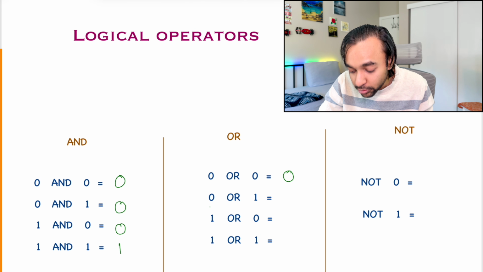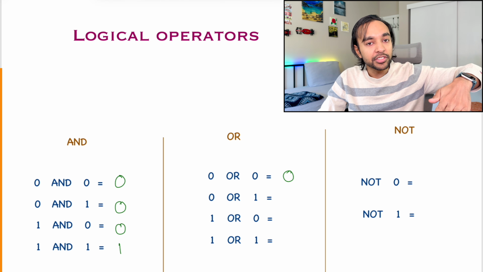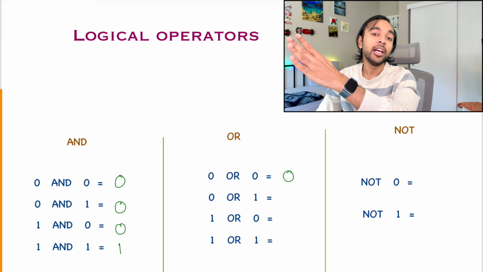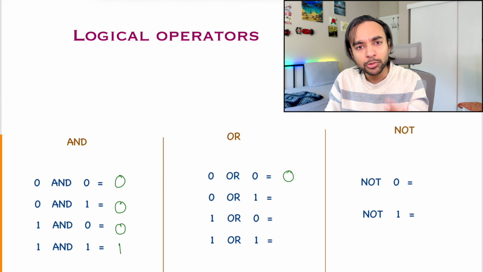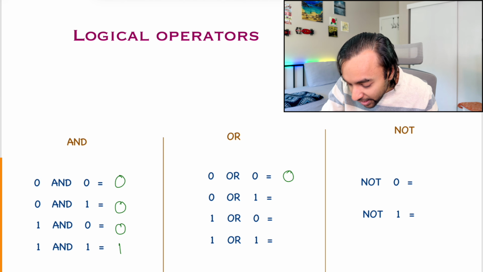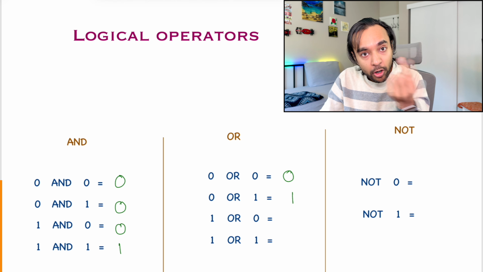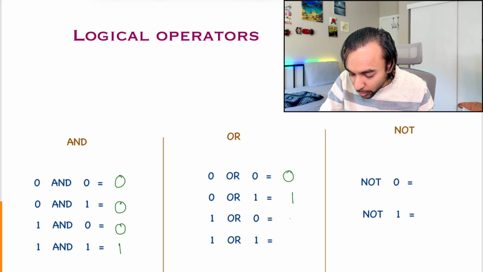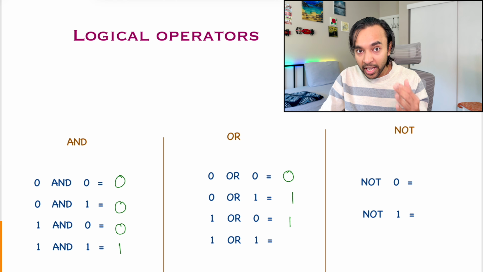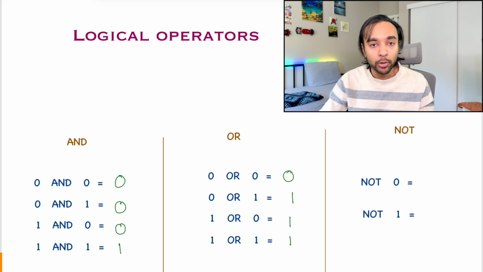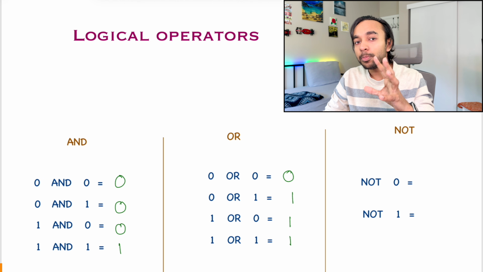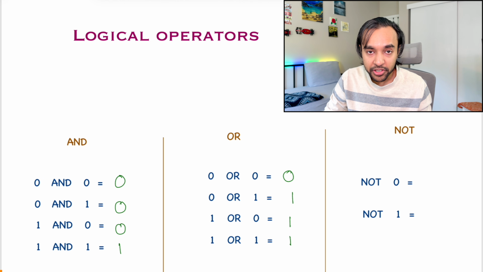In the second scenario, 0 or 1, one of the switches is off and one switch is on. Try to think like, in my entire circuit, is there even one switch that is on? If yes, the answer will be 1. 1 or 0, it is the same scenario. So I say 1. 1 or 1, I still have at least one switch on. So I'm going to write down 1 over here. This is how you perform the basic AND and OR operations.